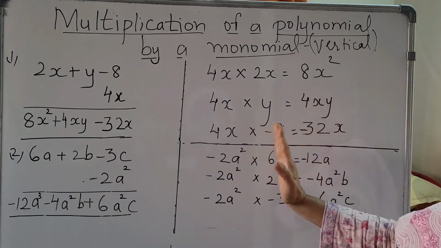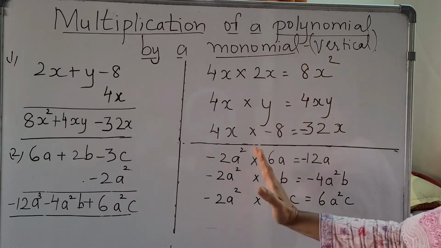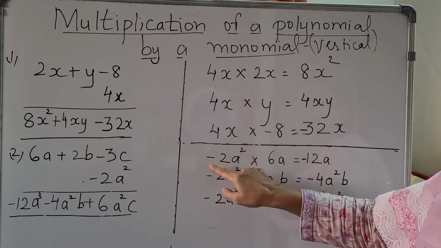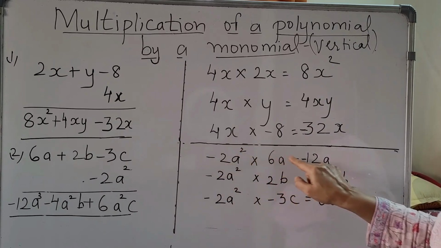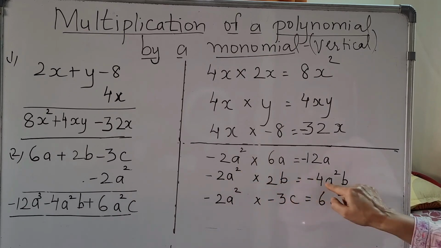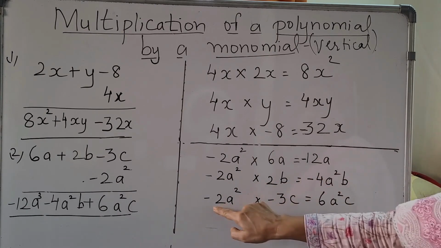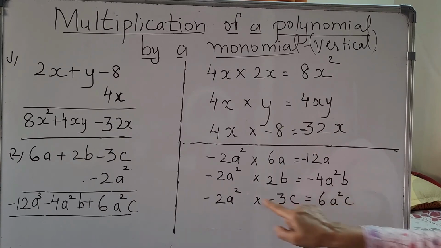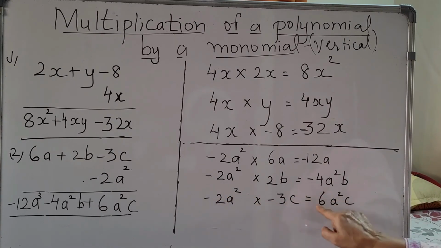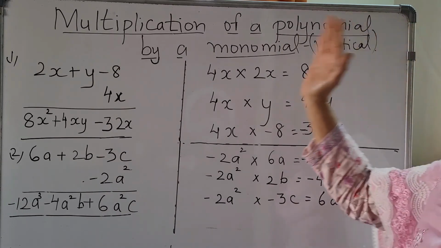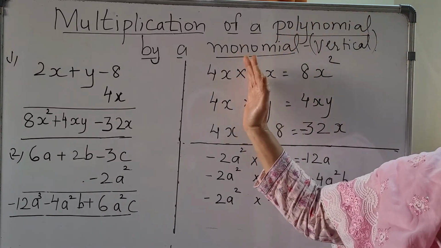As you have checked the previous one, you can check this also. Each term has to be multiplied. Minus 2a square into 6a is minus 12a cubed; minus 2a square into 2b is minus 4a square b; minus 2a square into minus 3c is, now minus into minus is plus, so 6a square c. So this is how you can do it by the vertical method.